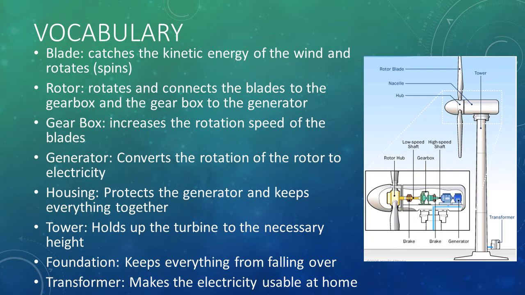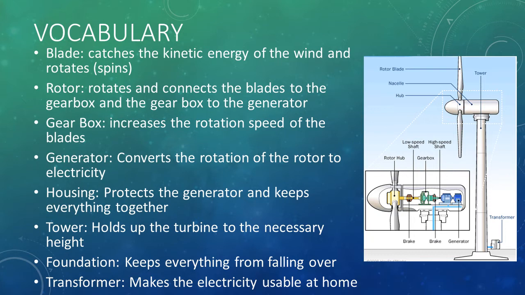The blade is connected to the rotor. The rotor rotates. Get it? Rotate, rotor, rotor, rotates. And this rotor connects the blades of the turbine to the gearbox, and then the gearbox to the generator. Now this is critical to ensuring that the maximum amount of kinetic energy is converted into electricity.